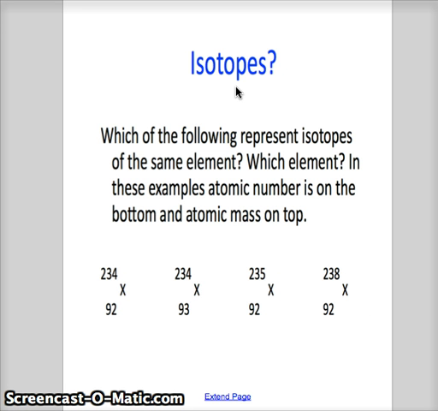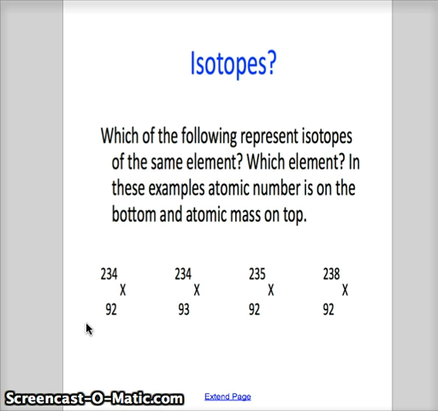Okay, so now we're going to talk about isotopes. Looking at these 4 different things right here, I would like you to tell me which of the following represent isotopes of the same element, and then looking at a periodic table, you should be able to figure out what element the isotopes are.